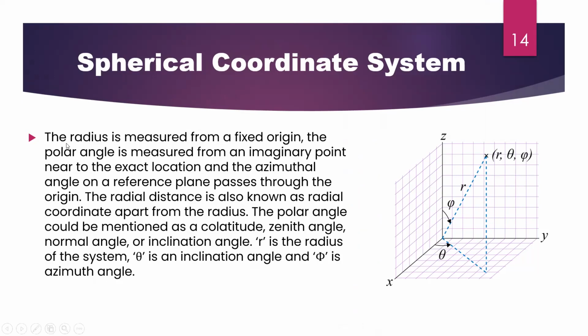As we discussed, the radius is measured from a fixed origin, the polar angle is measured from an imaginary point near to the exact location, and the azimuthal angle is on a reference plane that passes through the origin. The radial distance is also known as the radial coordinate. Apart from the radius, the polar angle could be mentioned as a colatitude, zenith angle, normal angle, or inclination angle. R is the radius of the system, theta is the inclination angle, and phi is the azimuthal angle, as you can see in the figure.